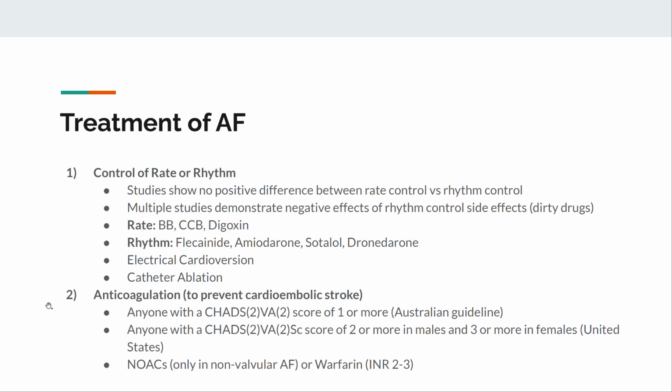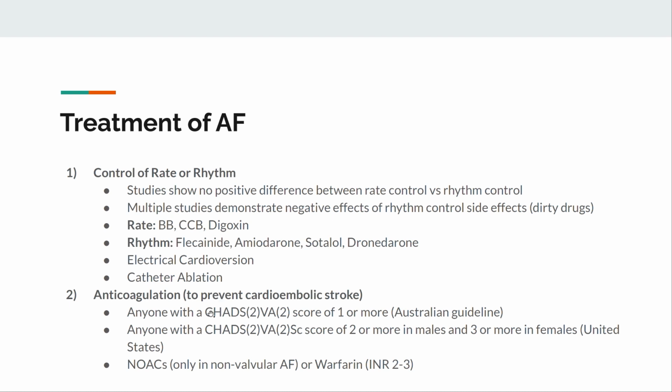And then the second most important thing, or the most important in terms of survival, is anticoagulation, because their risk of cardioembolic stroke is really high. And it's that CHADS-VASc score we talked about, or a CHADS-VA score in Australia. So they removed the SC, which was sex category. These are the most recent Australian guidelines, I think from 2018.